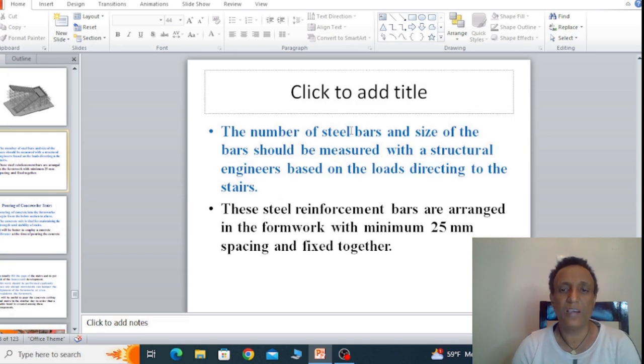The number of stair bars and the diameter of the bars should be determined by the structural engineer because the loading should be known. All loadings should be calculated by structural engineers, and depending upon the loading, the diameter of the bar, the number of the reinforcement bars, the spacing of the reinforcement bars, and different details should be calculated by structural engineers.